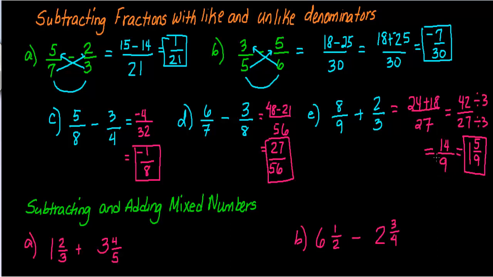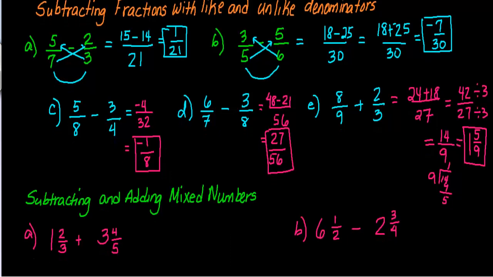And this is an improper fraction, which I can divide. 9 into 14 goes in once, and you get a remainder of 5, which is your numerator, and the divisor 9 is your denominator. And there you have your 3 answers. I hope you got them all correct.